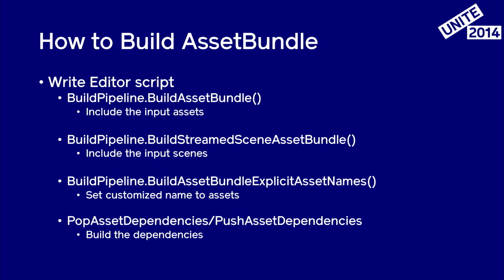And the third one is BuildAssetBundleExplicitAssetNames. If you use this function, it can set customized names to the assets. And we also provide PopAssetDependencies and PushAssetDependencies, which users can use to build the dependencies of the AssetBundles.